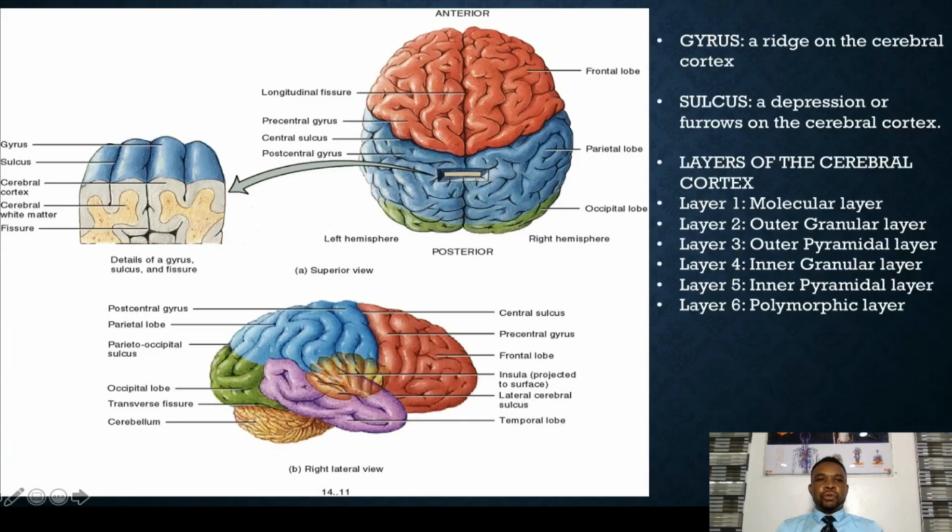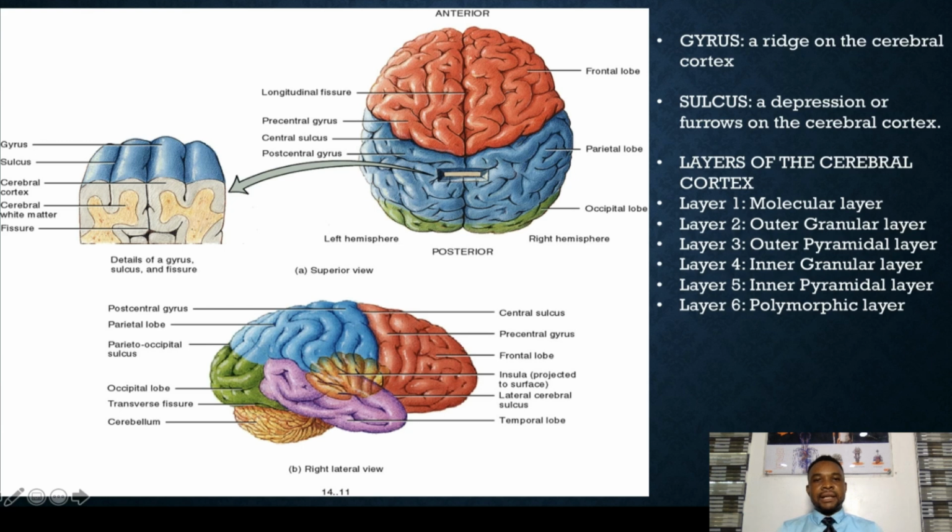If we look at the surface of the cerebral cortex, we'll see that there are some ridges. You can see a ridge on the surface of the cerebral cortex. This ridge is called a gyrus. All of them, in plural, are called gyri. Then between the gyri, you see a depression. There's a depression between the various ridges, and that is called a sulcus, or in plural, sulci.